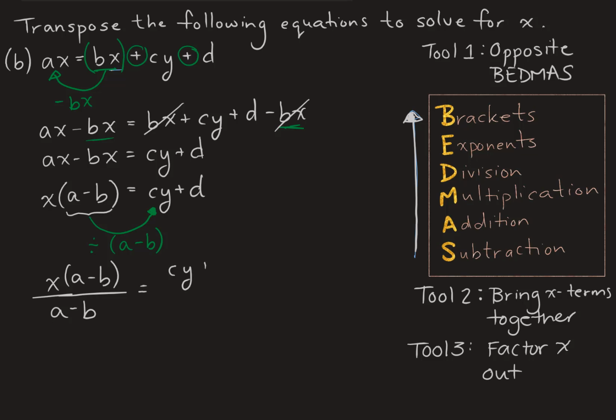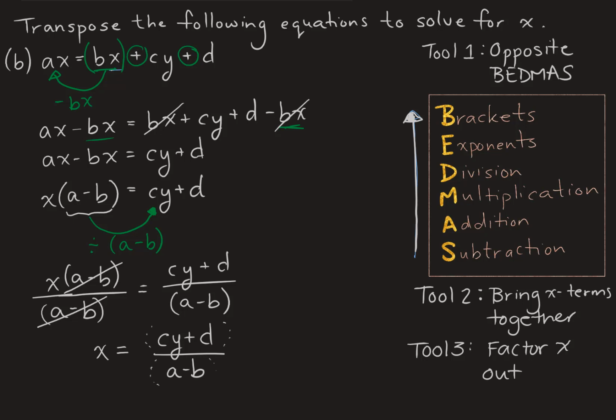cy plus d divided by a minus b. So this a minus b and this a minus b cancel each other out, and I'm left with x is equal to cy plus d over a minus b. And I can ignore the brackets because a numerator has implied brackets and a denominator has implied brackets.